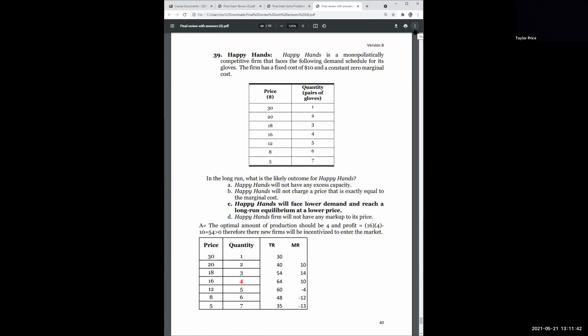Okay, and then for the MR equals MC, that's true for profit maximization for all firms, so like monopoly and monopolistic competition, right? Not for perfect competition, or yeah.